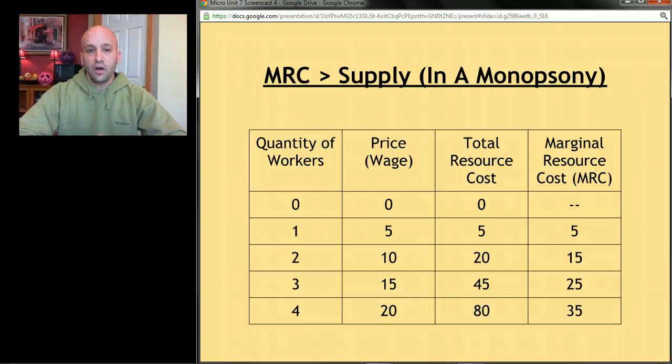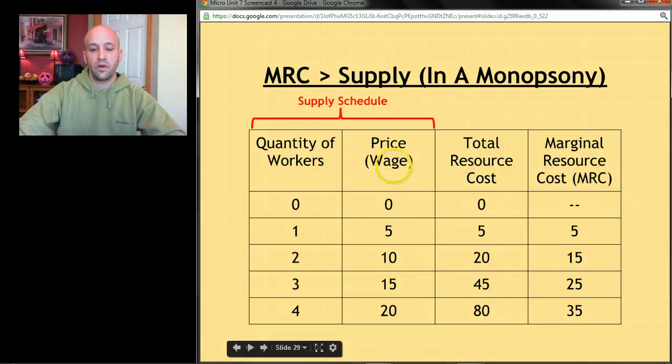Let's say that we have different quantities of workers that we could hire. 0, 1, 2, 3, 4 workers. We're facing an upward sloping supply curve, which means that if we want more workers, we have to offer a higher price, a higher wage. So as the wage goes up, more people show up to work. Those first two columns are essentially the supply schedule. Various possible prices, various quantities of workers supplied.